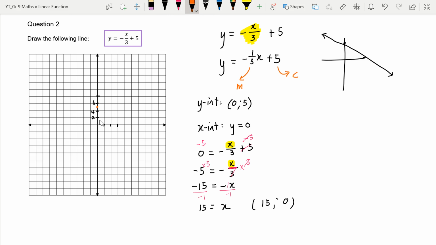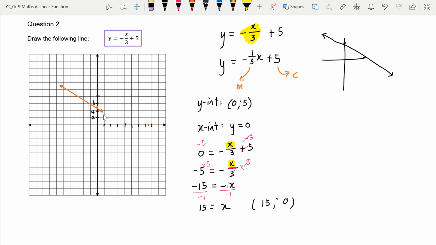And then my x would be at 15. So let me just quickly count: 2, 4, 6, 8, 10, 12, 14, 16 is there. Where is it now? Is it there? 2, 4, 6, 8, 10, 12, 14. Yeah. And there are our 2 intercepts. And now we can go draw a line.